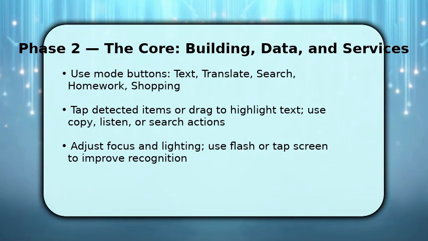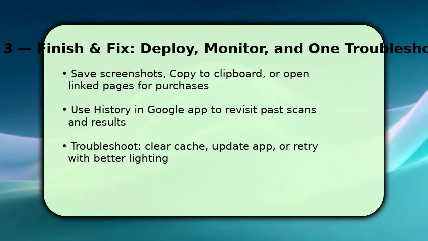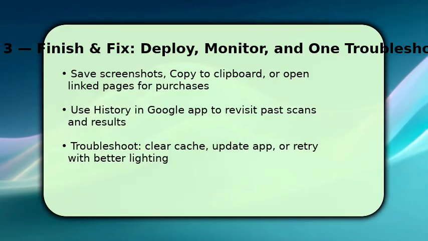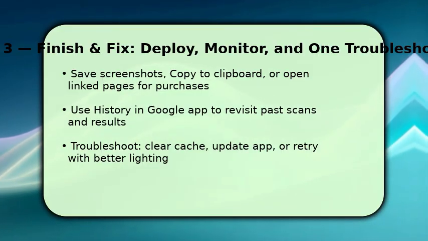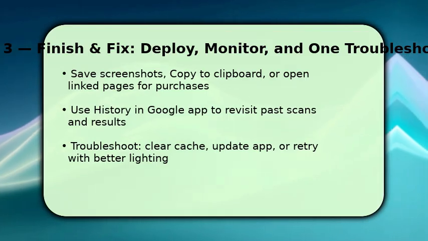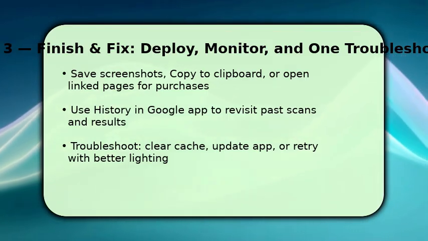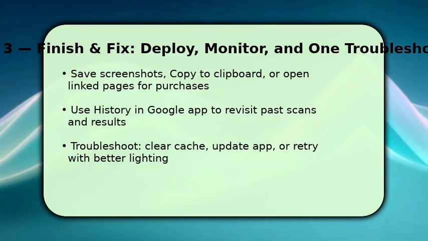finish by acting on what Lens found. Copy text to the clipboard, save a screenshot, or open a product link to buy. These steps complete the workflow. Once done, check history in the Google app to revisit past scans and results. This helps when you need to compare or retry.